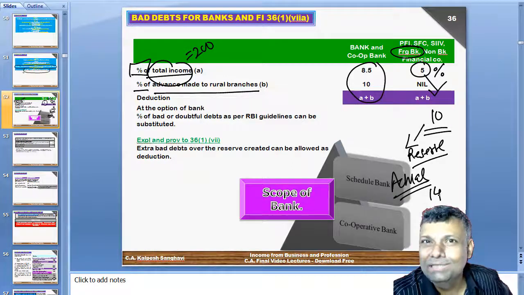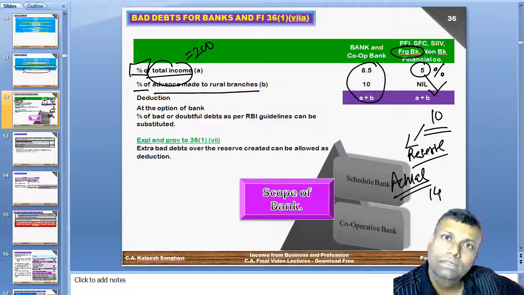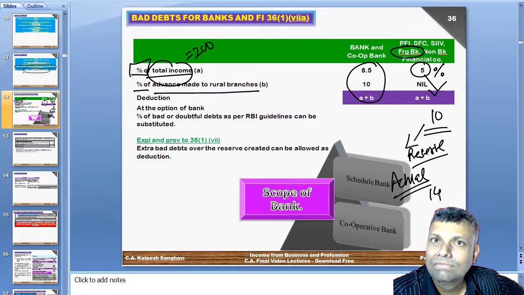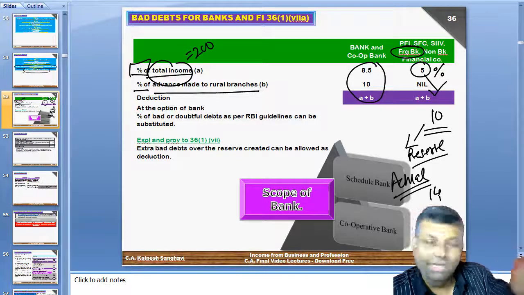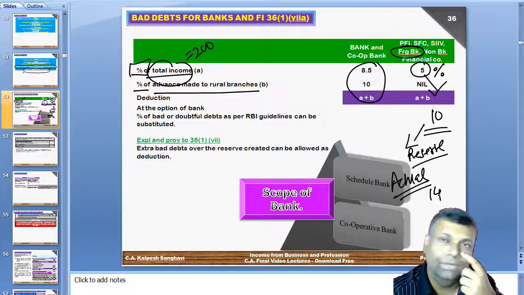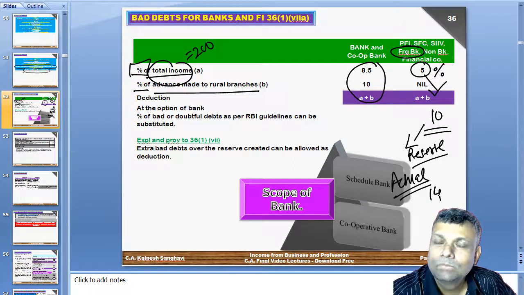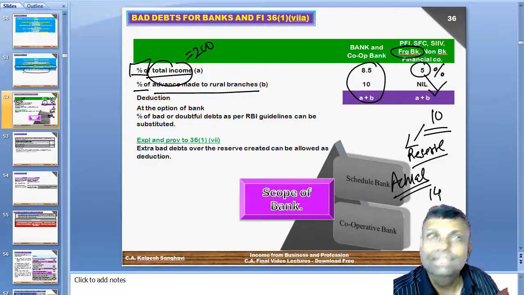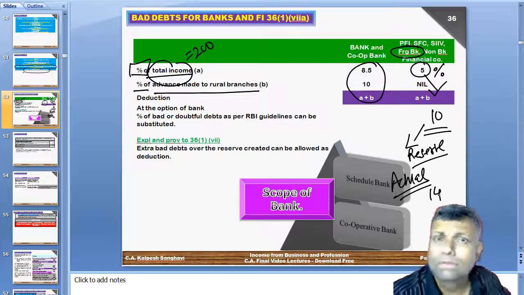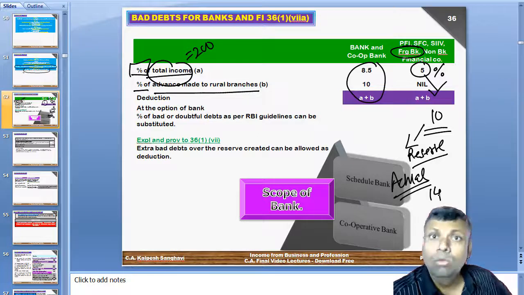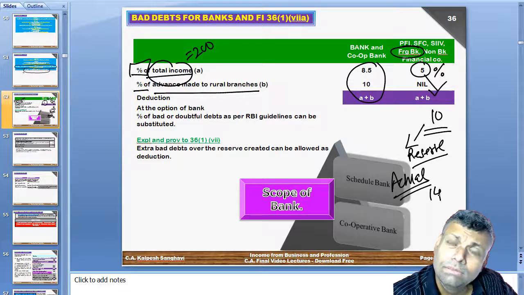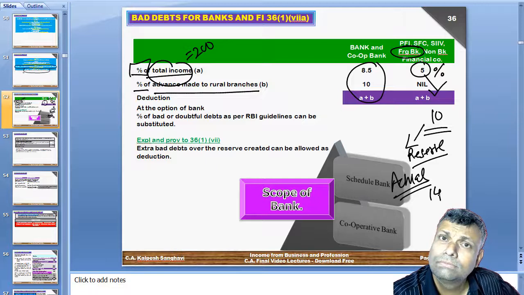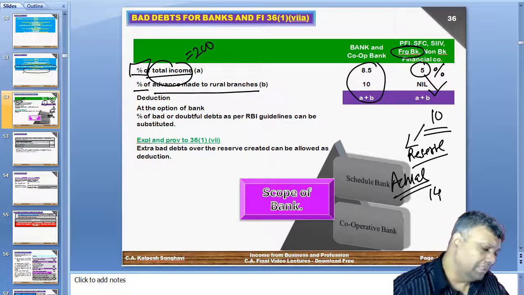But it is possible that in one particular year, 5 Vijay Malias were born to this bank. So they realized that in a particular year, we have 5 Vijay Malias to handle. So we have a lot of actual bad debts. That means my actual number is much more than this 5% which is anticipated by the law itself. Then what to do? Will I get the deduction only 5%?